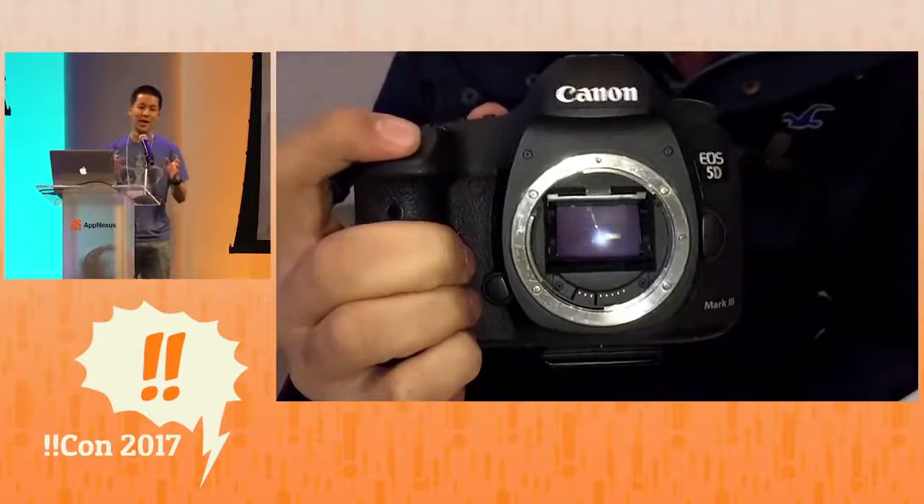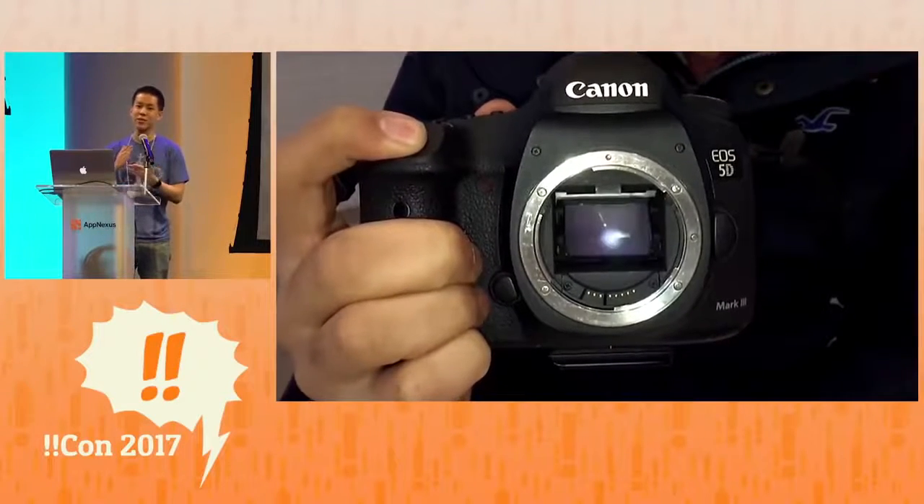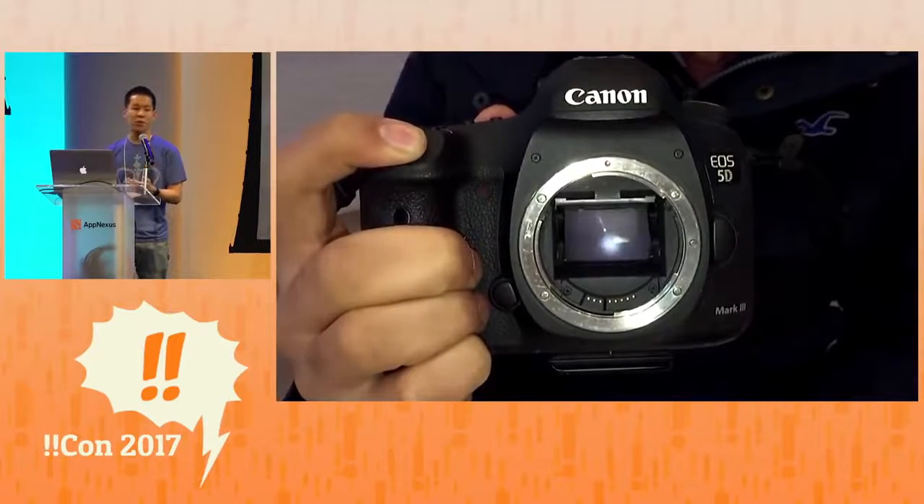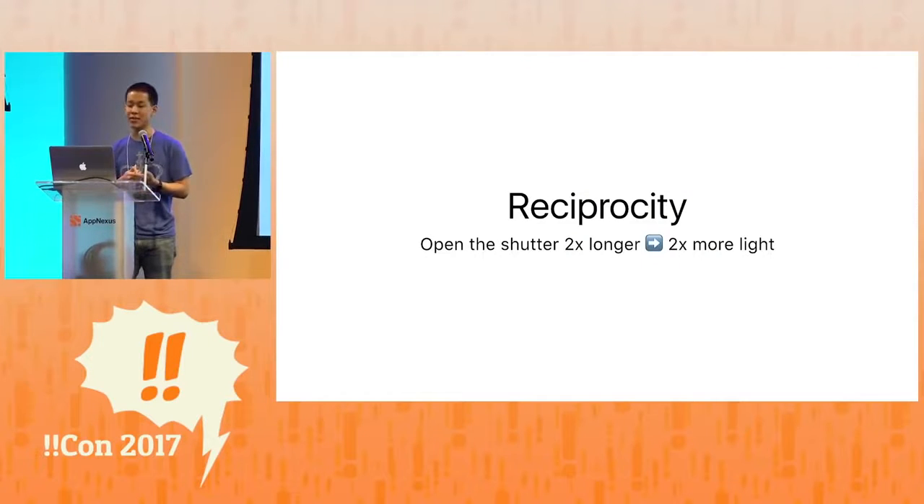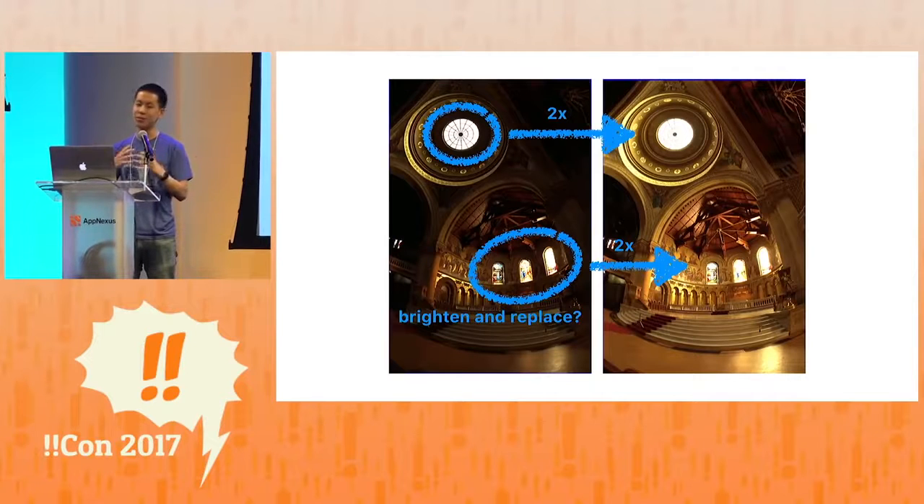So let's learn about cameras for 30 seconds. This is a shutter, and it opens and closes to let in light. Now, the longer this shutter is open, the more light is going to come in. And this principle is called reciprocity. So if we open the shutter for twice as long, we're going to let in twice the amount of light into our camera. Okay, so I'm just going to go through, take all these numbers in my image and multiply them by 2 times. And we're good, right?